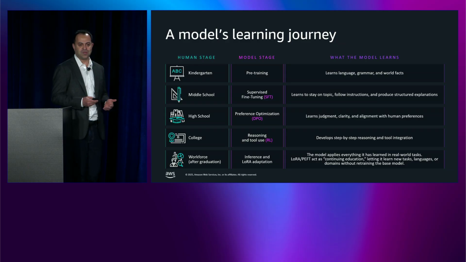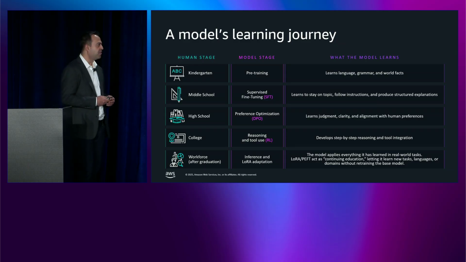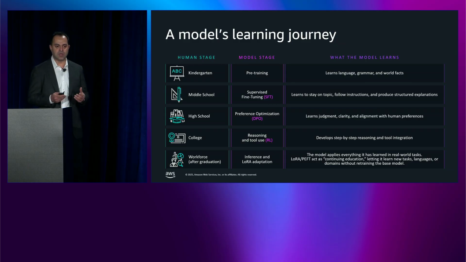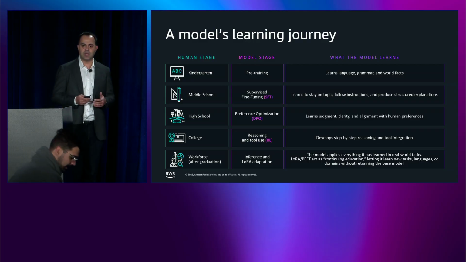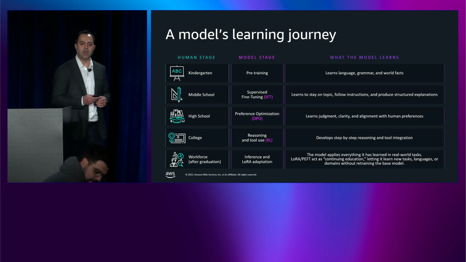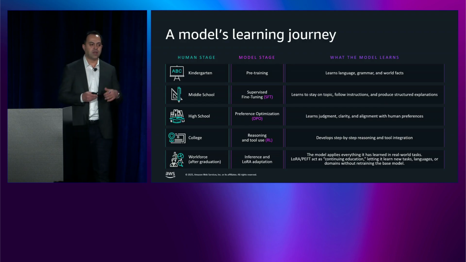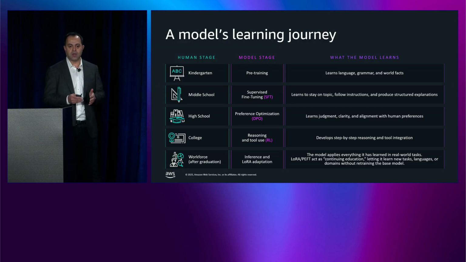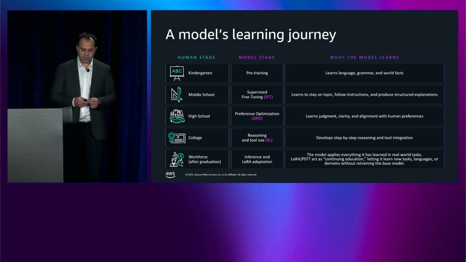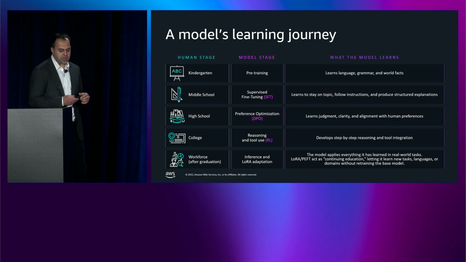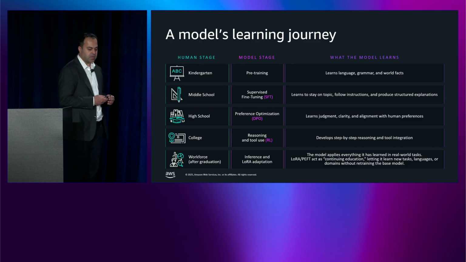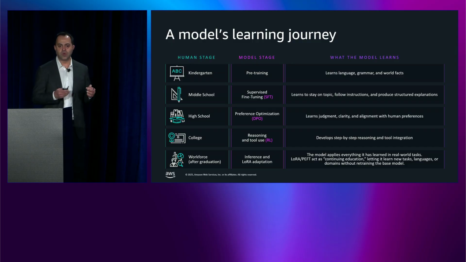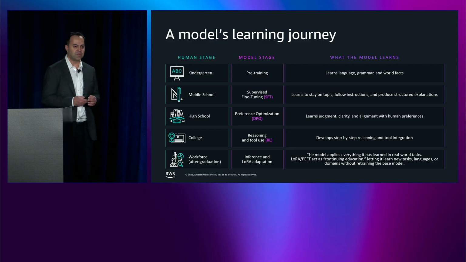Now, college represents a shift from memorization to reasoning. So this is where the model practices multi-step thought, problem decomposition, and thinking through and providing structured answers. This is commonly done through techniques such as reinforcement learning. And this is quite similar to how college students are able to synthesize ideas across multiple disciplines.